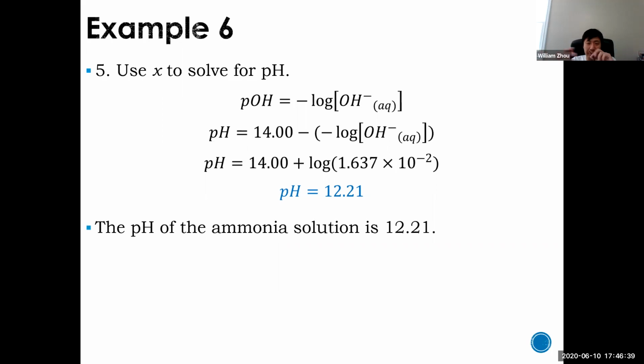Does that make sense? The solution of ammonia has a pH of 12.21, which is pretty high. Ammonia is a weak base. Normally, at a normal household concentration, you should get a pH around 9 to 10. 12 is significantly higher because the concentration is higher.